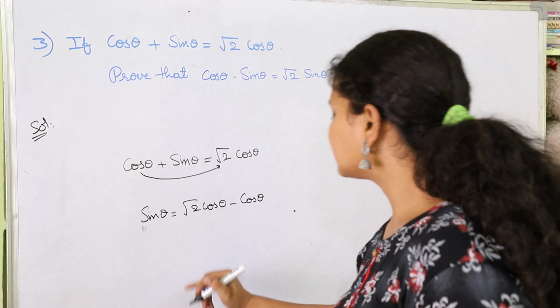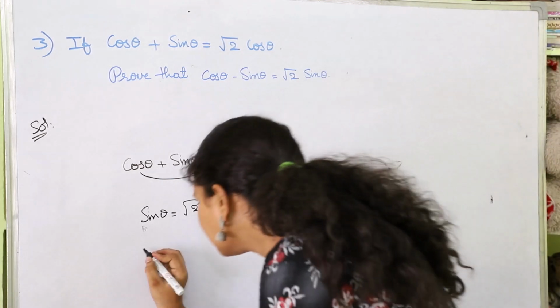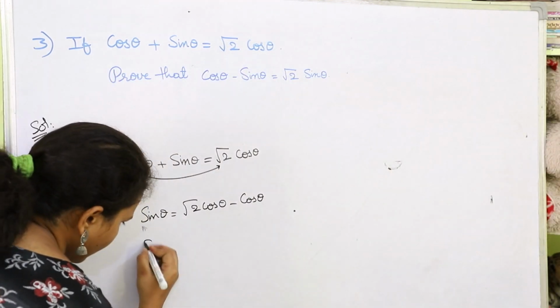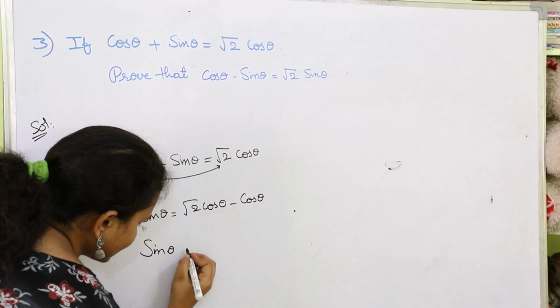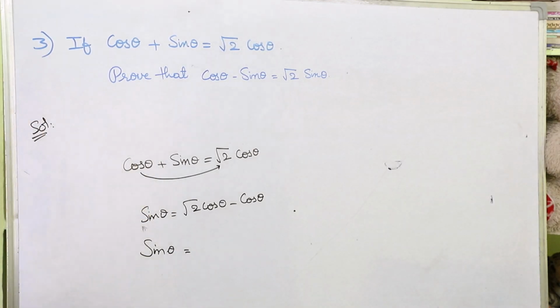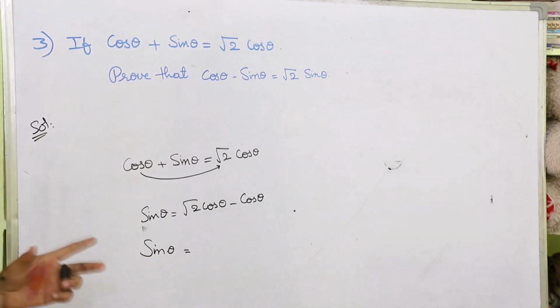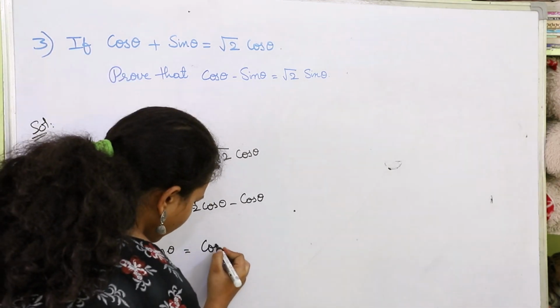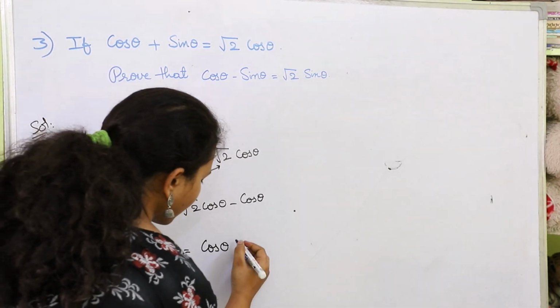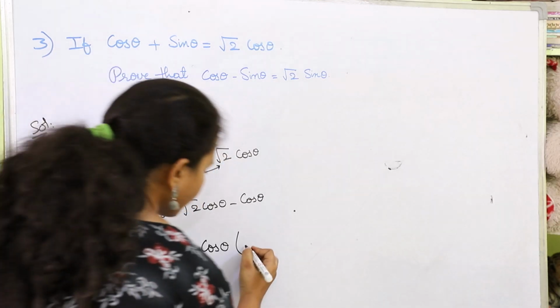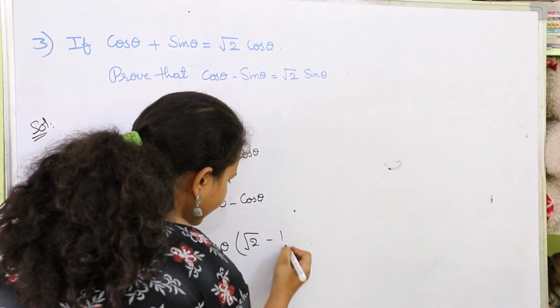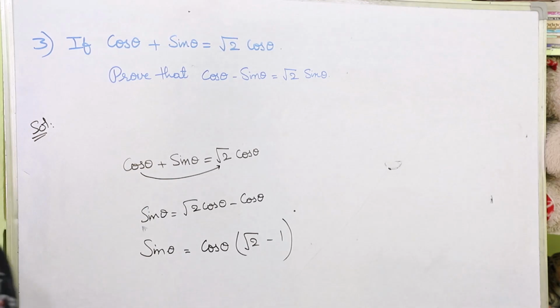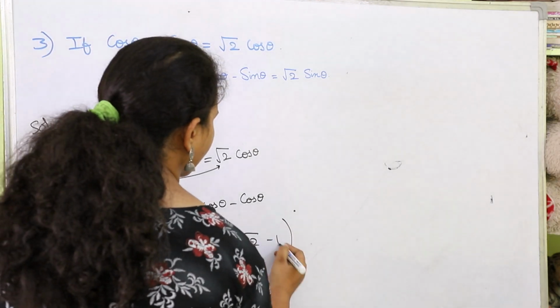Now the next step goes like this: sin theta as it is, where sin theta equals, take cos theta as common. Here I am going to take cos theta as common, so let it be cos theta into root 2 minus 1.